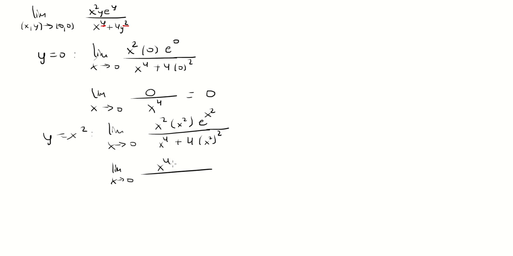So we have x to the fourth times e to the x squared over x to the fourth plus 4x to the fourth. I can simplify this further: x to the fourth e to the x squared over 5x to the fourth. The x to the fourths are going to cancel. And if I plug in x equals 0, the top becomes 1, and the bottom becomes 5. So the limit along the path y equals x squared is 1/5.